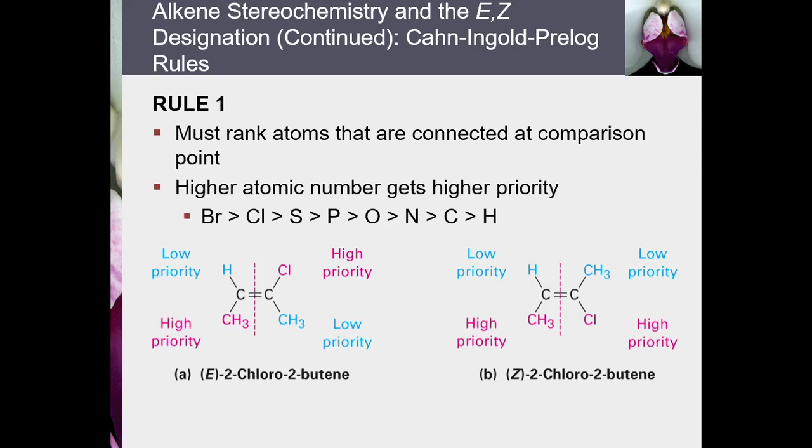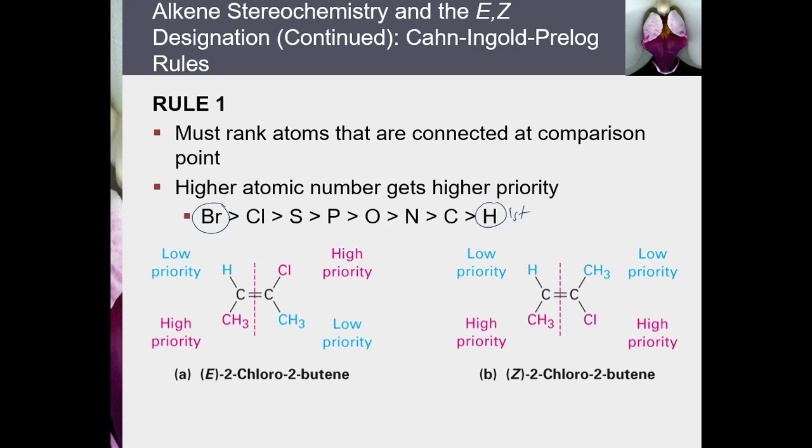So may rules na sinusunod. First rule. The first rule says you must rank atoms that are connected at a comparison point. And then, ito yung mahalaga. Higher atomic number gets higher priority. So if you're familiar with the periodic table, the higher the atomic number, mas priority siya. So ito. So the prioritization, like for example, is Br. Siya yung highest priority, and then lowest priority dito is yung H. Kasi yung H is the first element, and then the Br, pang ilang element siya? 35.